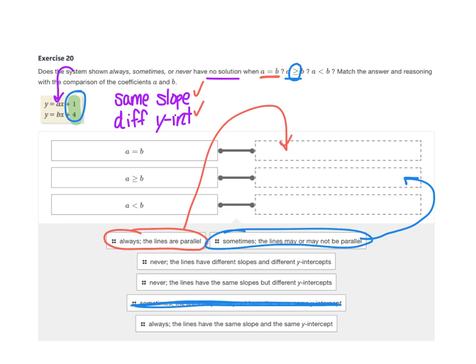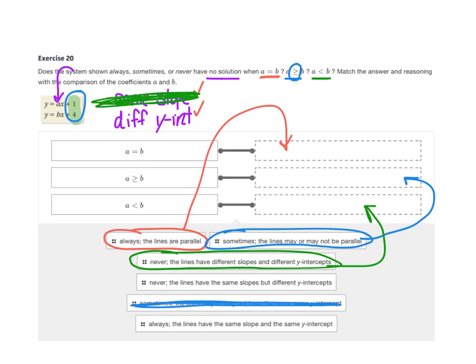And then finally, it says, what about A is less than B? Well, if A and B are not the same, and A is less than B, then they could never have the same slope. And if they don't have the same slope, then I don't even need to check. I know I'm going to have one solution. So I'm looking for never. The lines have different slopes and different y-intercepts. That'd be this one right here. And that's going to go there.